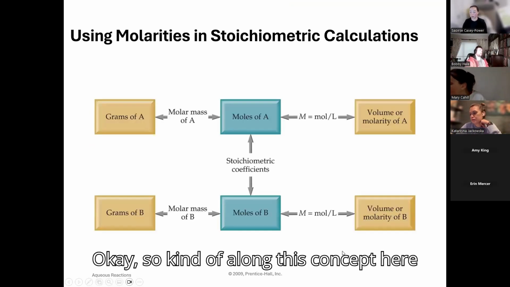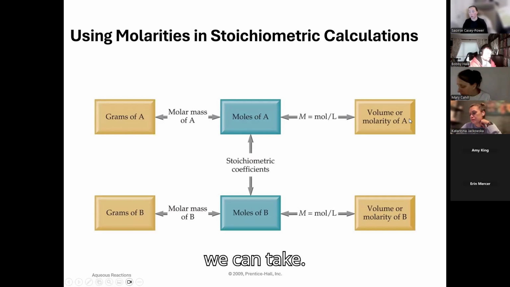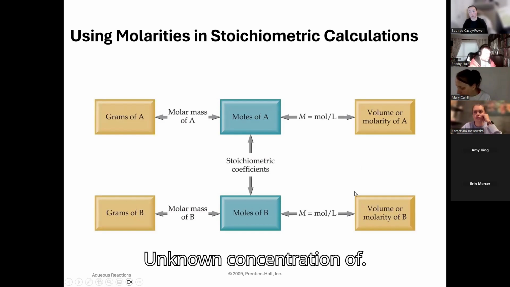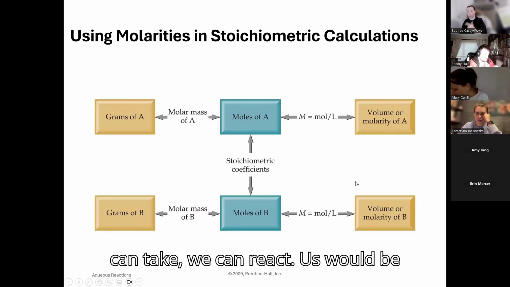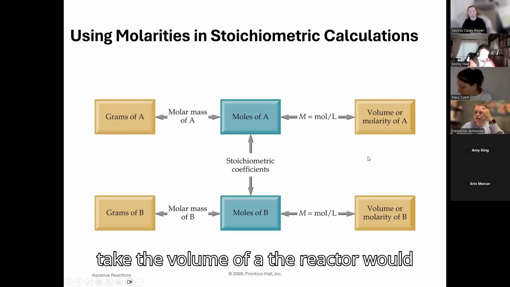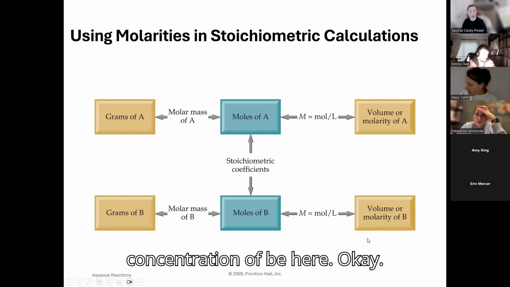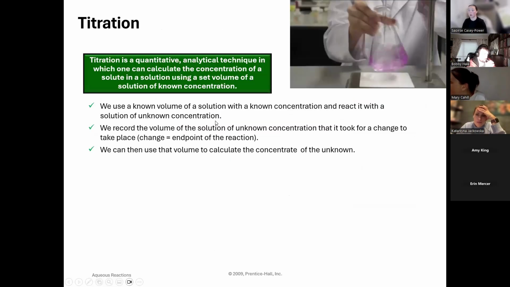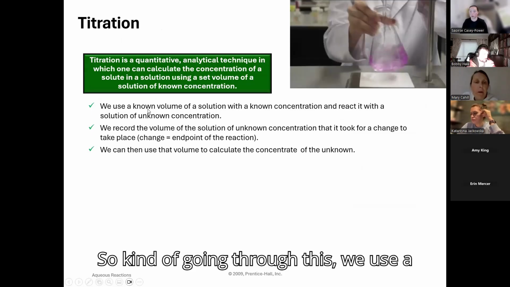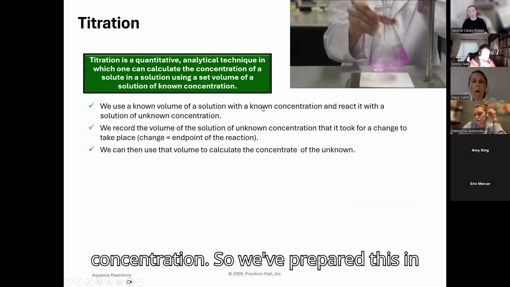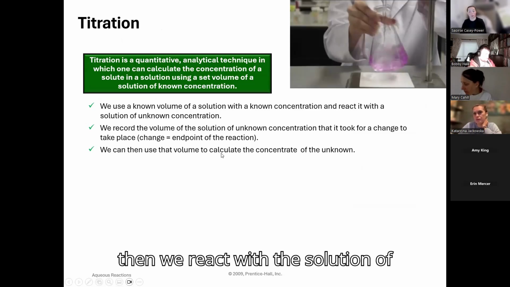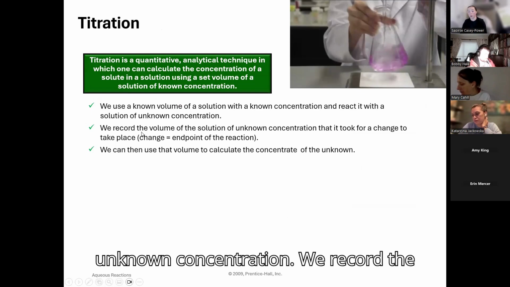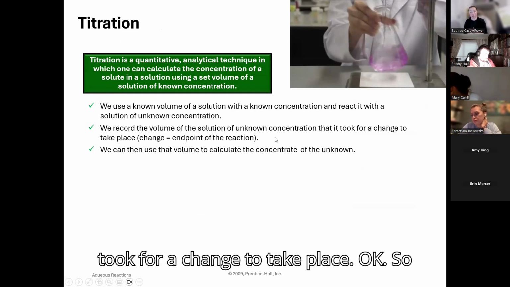Along this concept here, we can take a known concentration of reactant A, for example. We can react it with B, and take the volume of A that reacted with B to eventually work out the concentration of B. So we use a known volume of solution with a known concentration, which we prepare in a lab, and we conduct a titration. We react it with a solution of unknown concentration, and we record the volume that it took for a change to take place.